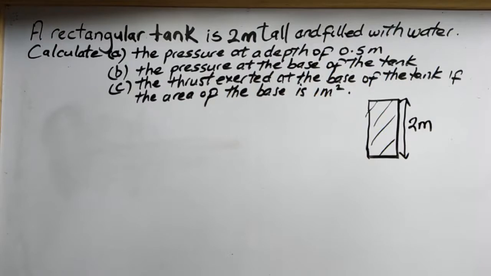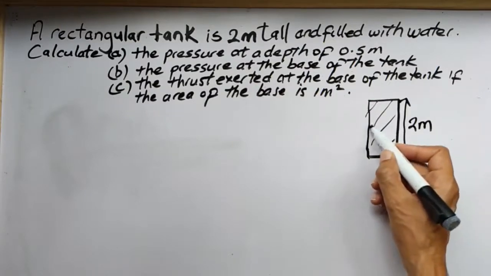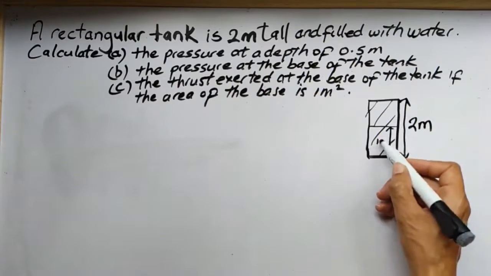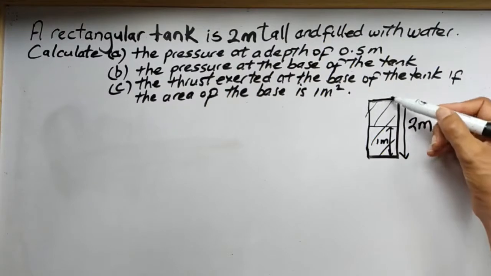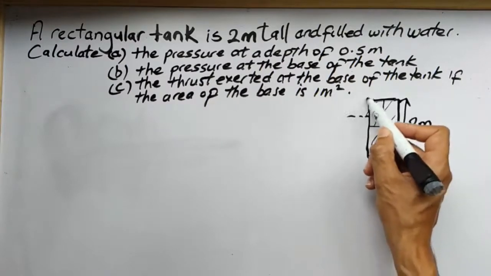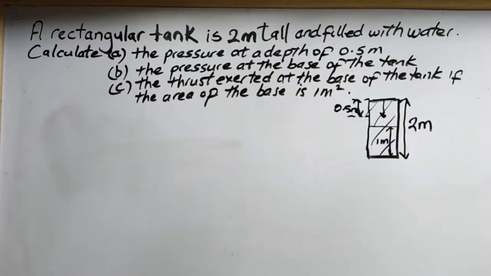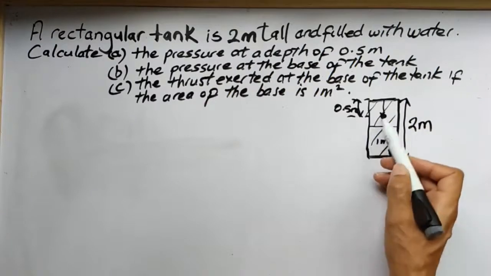They want us to calculate the pressure at a depth of 0.5 meters. So we consider this is half from here to here is 1 meter, which means a depth of 0.5 meters will be from the surface of the liquid up to this point. So the question wants us to calculate the pressure at this depth.